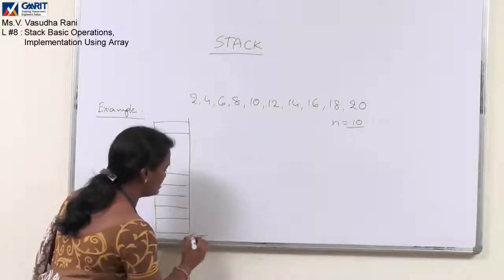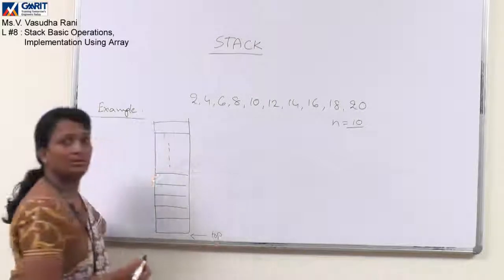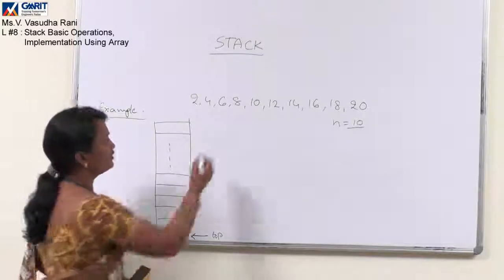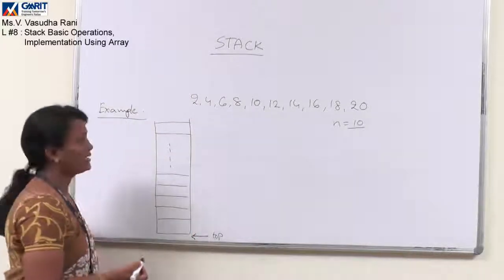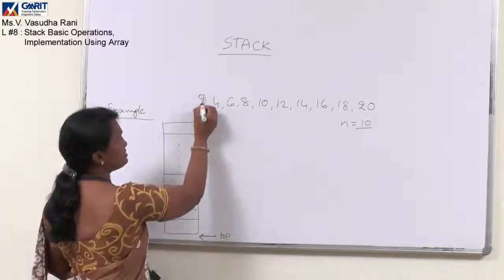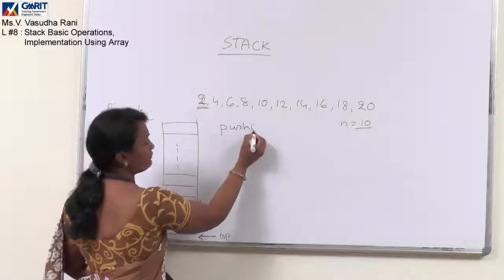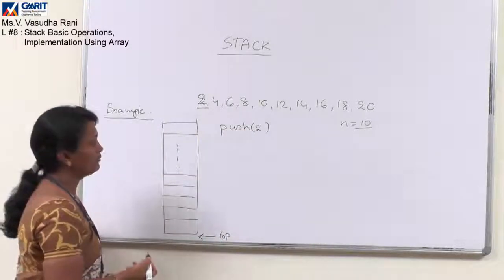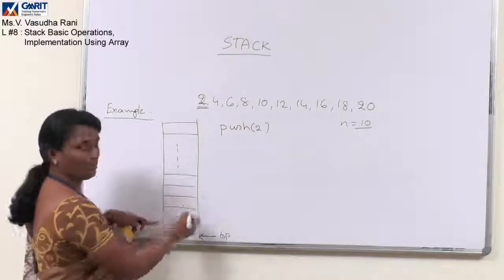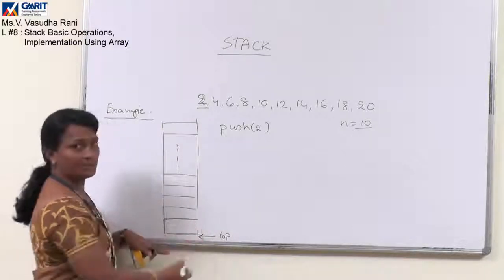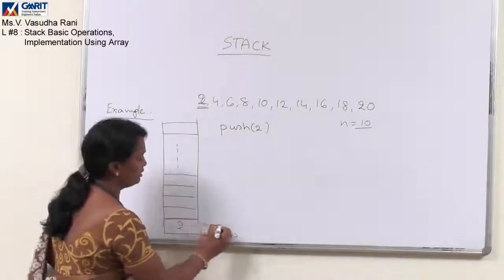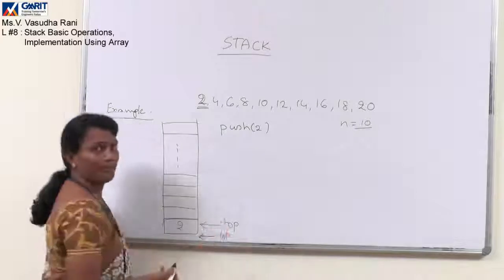Initially, when there are no elements, top is referring to the beneath position. Now this is the data we have to perform stack insertion operations. First we have to insert this 2. So it is the push of 2. We can push this element only through top. Now there are no elements, so this below location will become the top. So 2 can be inserted here. Now this will become our top.